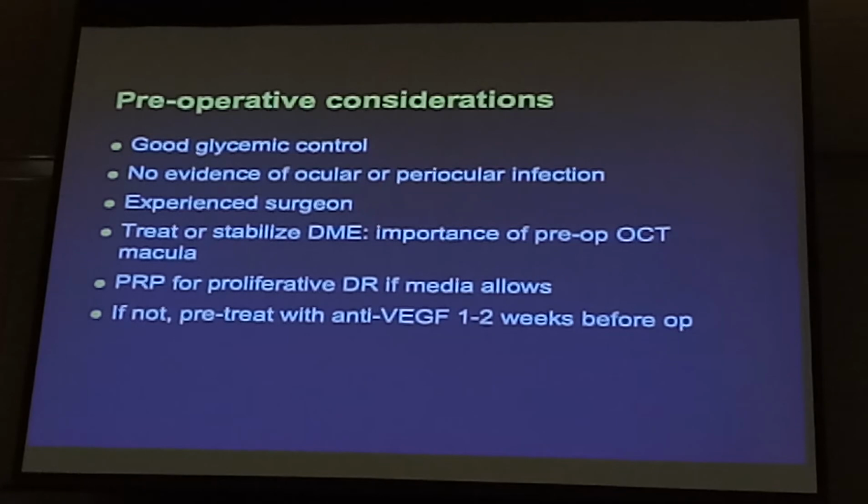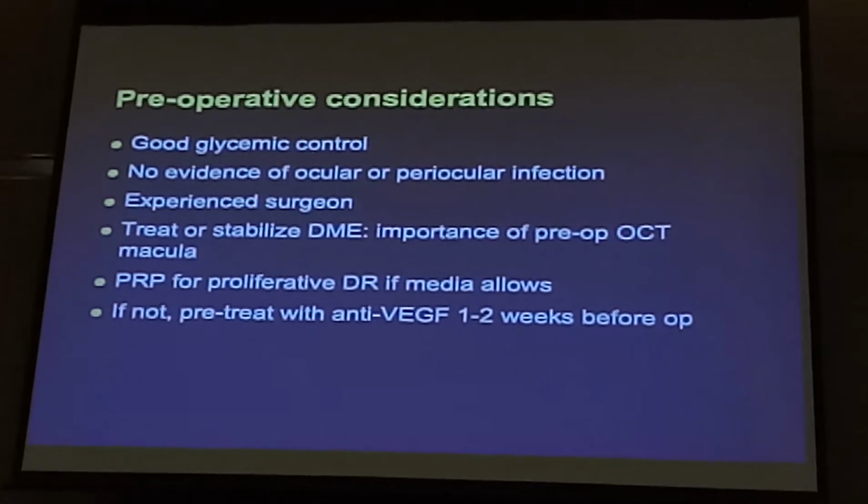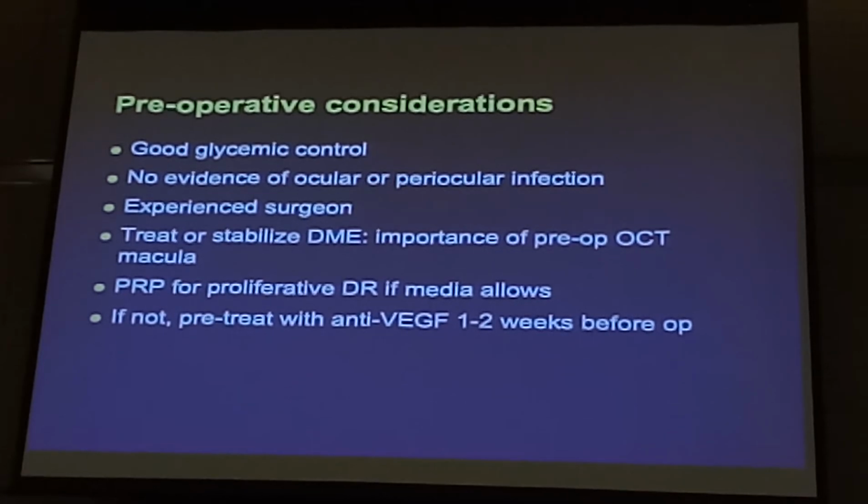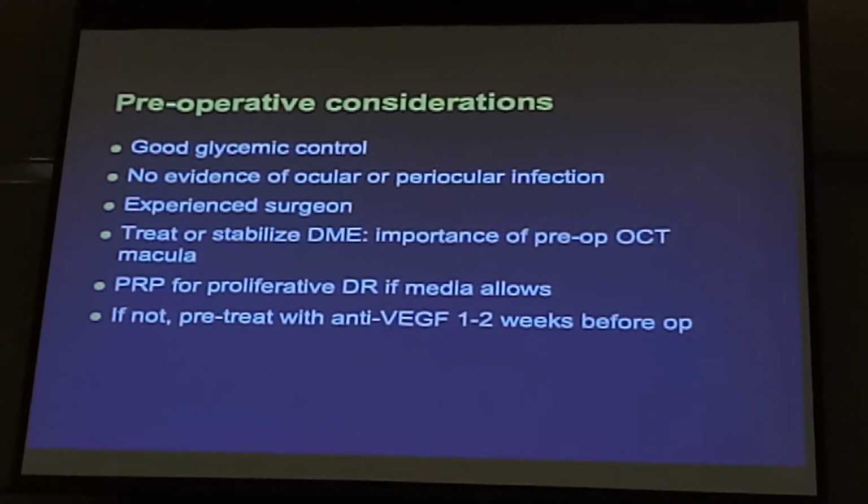What's the point of getting a perfect cataract surgery done when you lose vision from diabetic macular edema? If you've got proliferative diabetic retinopathy, you want to treat that as much as possible. But sometimes you can't because the media does not allow adequate PRP. Fortunately, we have anti-VEGF agents.